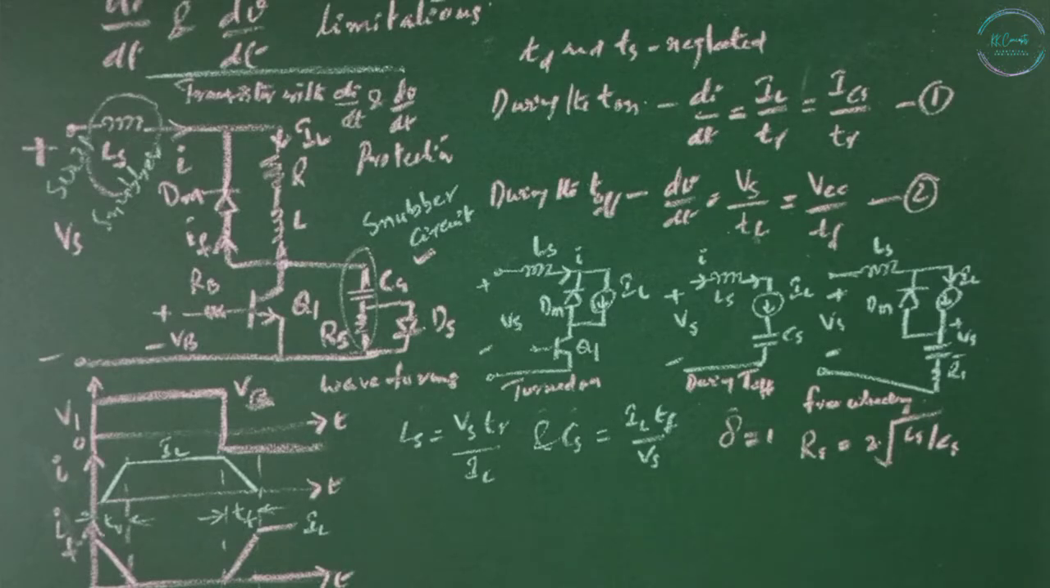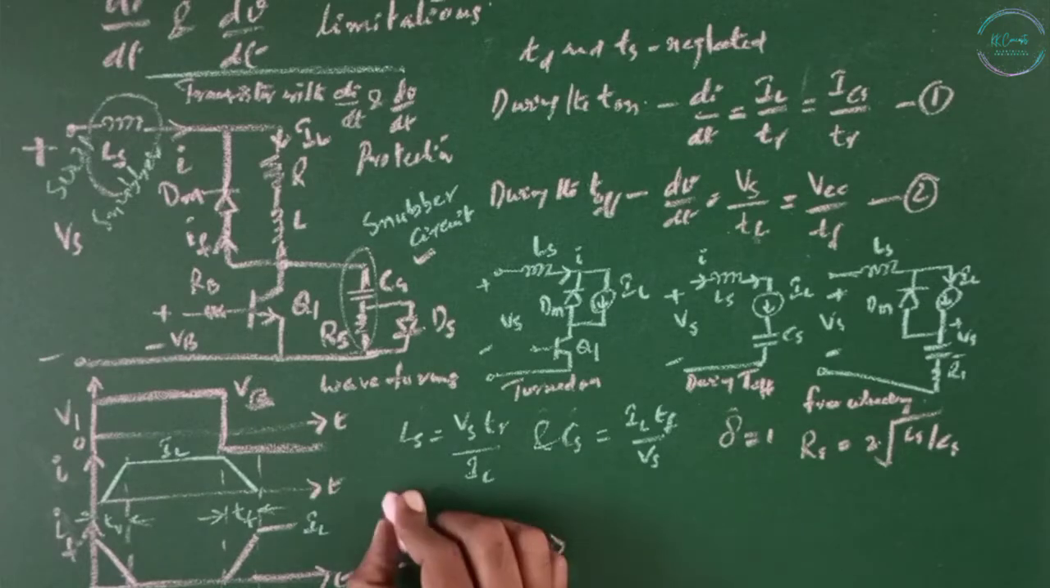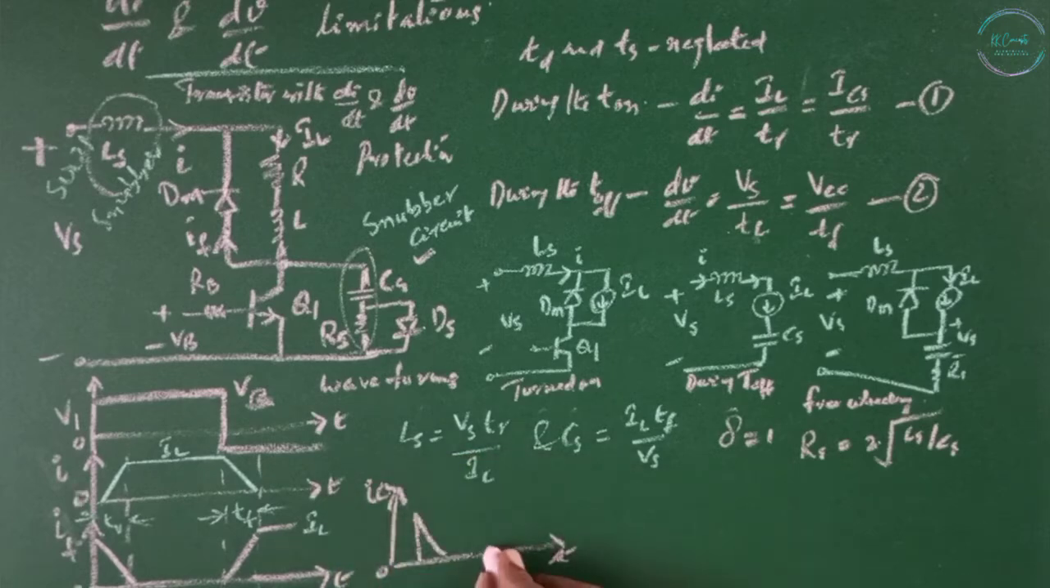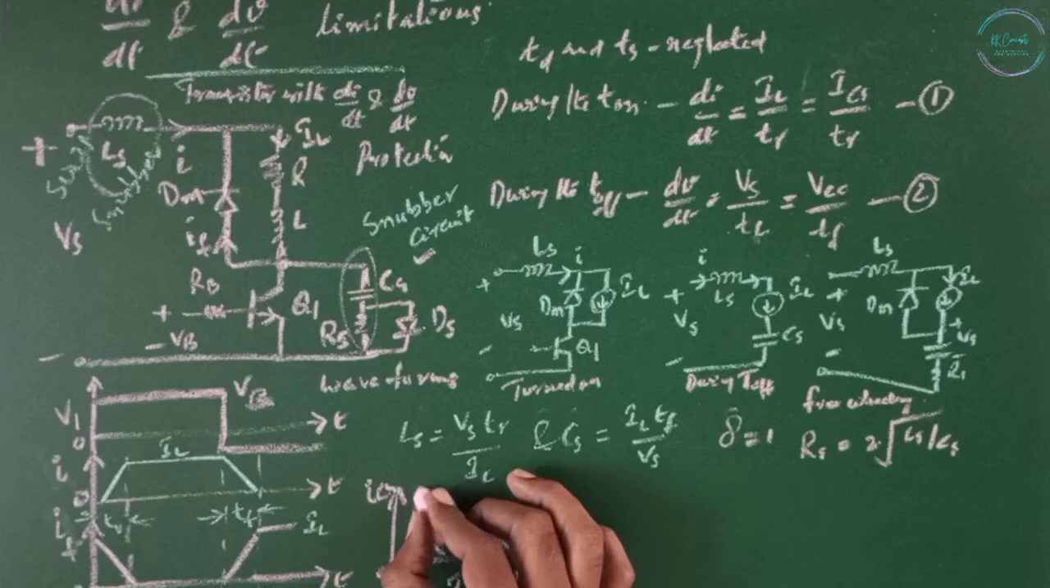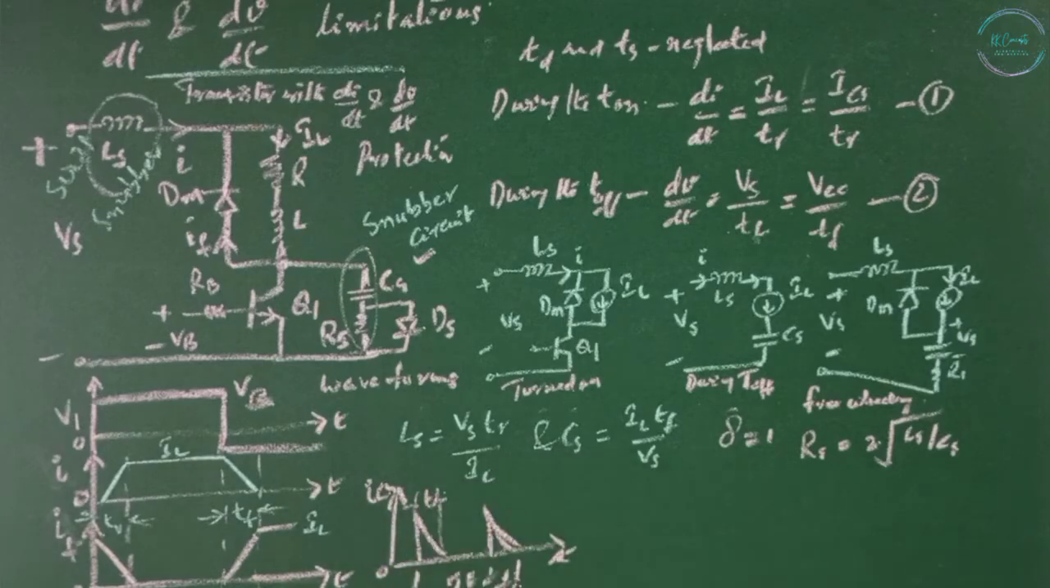The discharge through the transistor can be avoided by placing a resistance Rs across the capacitor Cs instead of placing Rs across Ds. This is the discharge current waveform for the snubber capacitance.